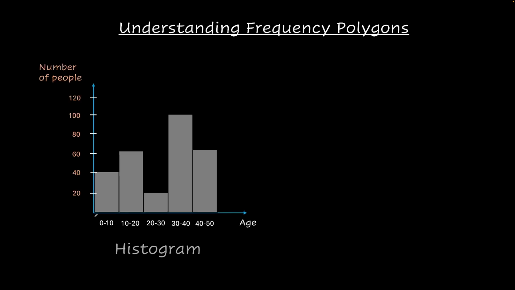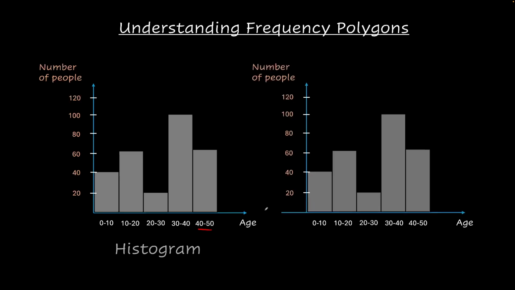So here we have about 40 people in the age group of 0 to 10. We have about 60 in the age group of 10 to 20, 20 in the age group of 20 to 30, 100 in the age group of 30 to 40, and about 60 in the age group of 40 to 50. Now, this same data can be represented in a slightly different, visually different way.